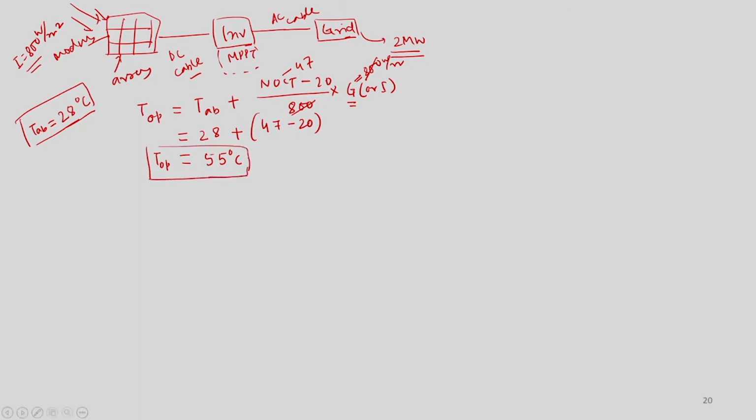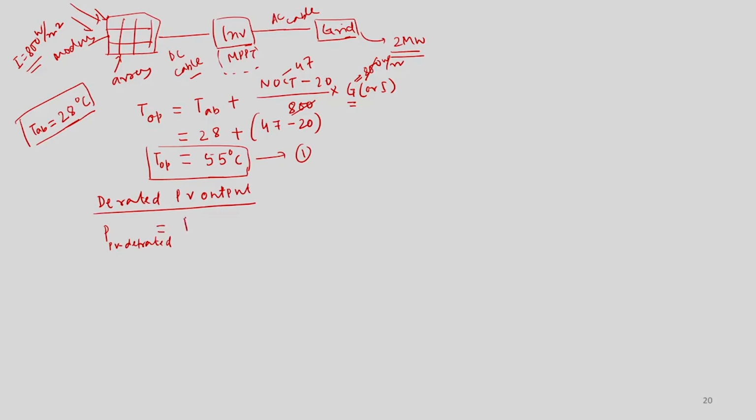And also we must know the derated PV output. So now we will calculate the derated PV output. How to calculate it? So, PV derated, how much will it be?